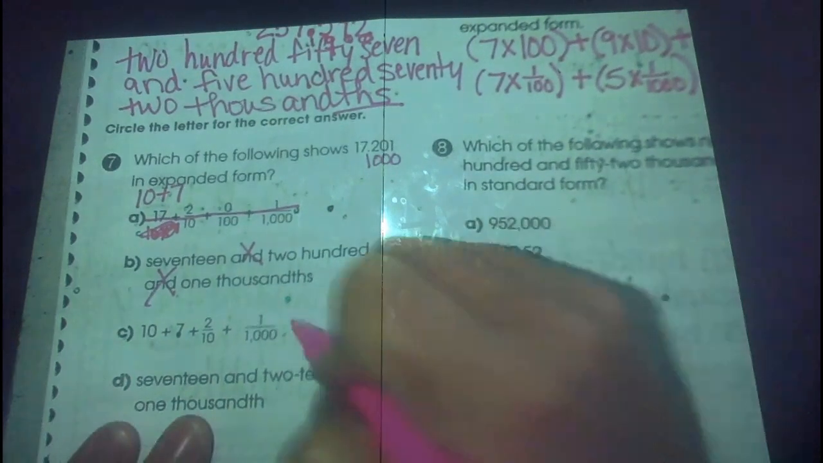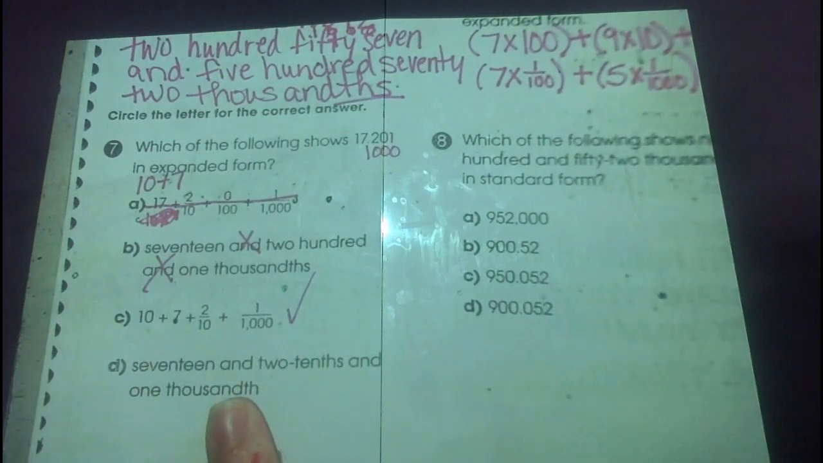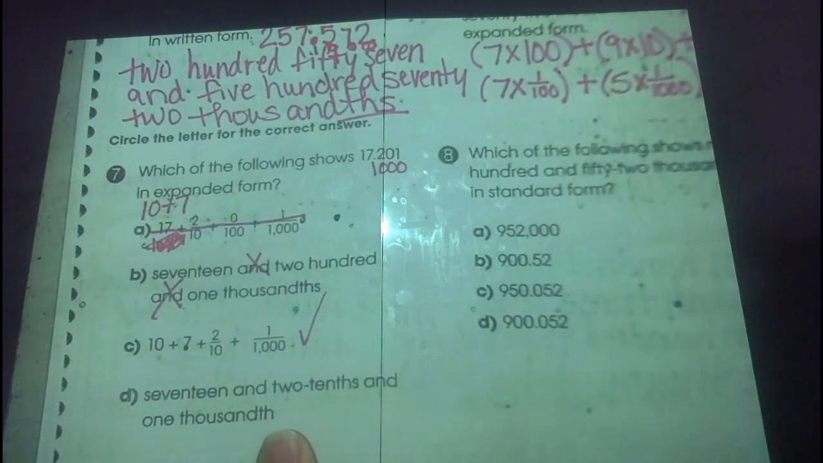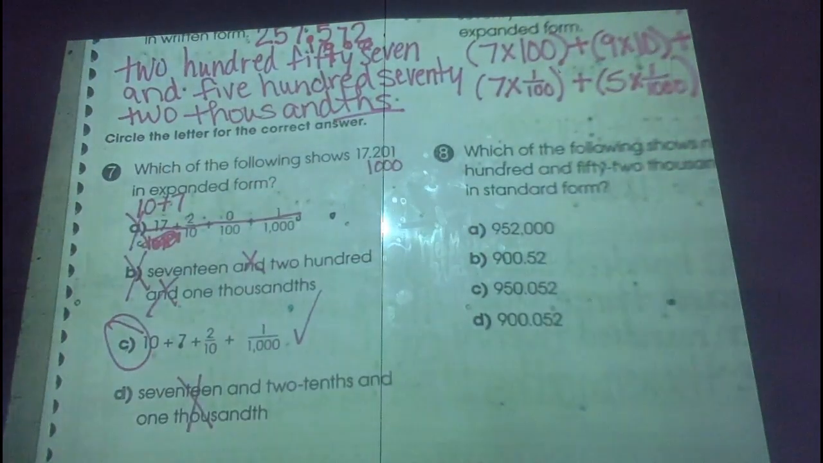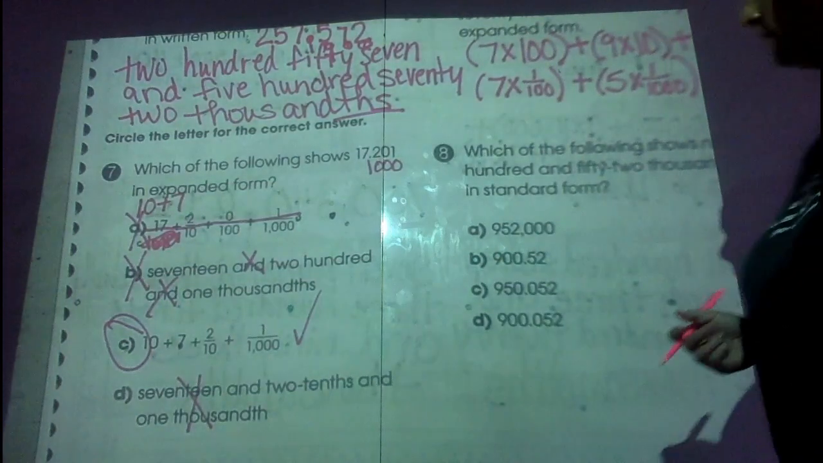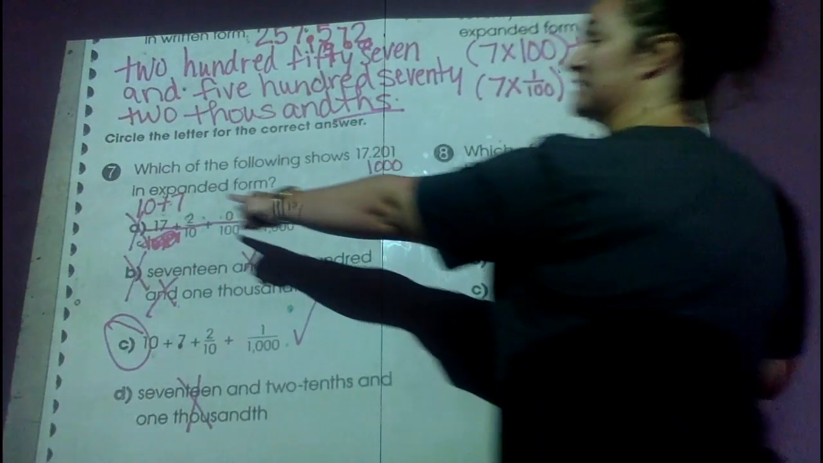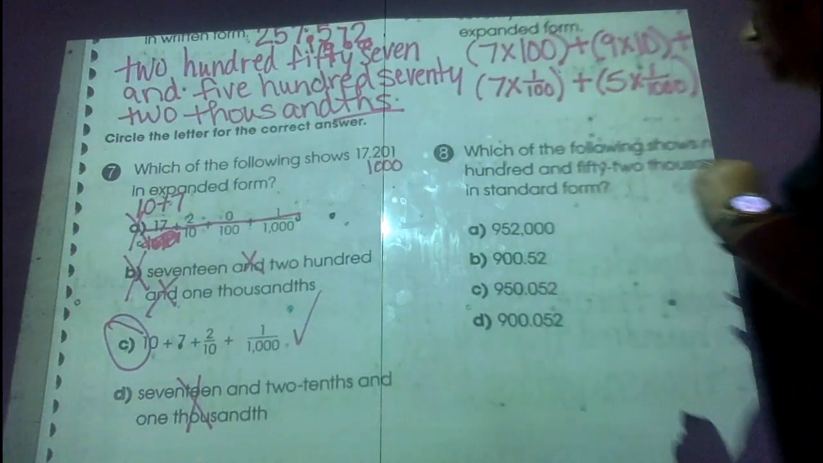But let's check that last one. 17 and, is that written in the expanded form? No, it is not. So we could just cross that one out. And we could have crossed B out too. Well, we know A is not right, so C is the correct choice. Because you got to make sure it's asking for expanded form.